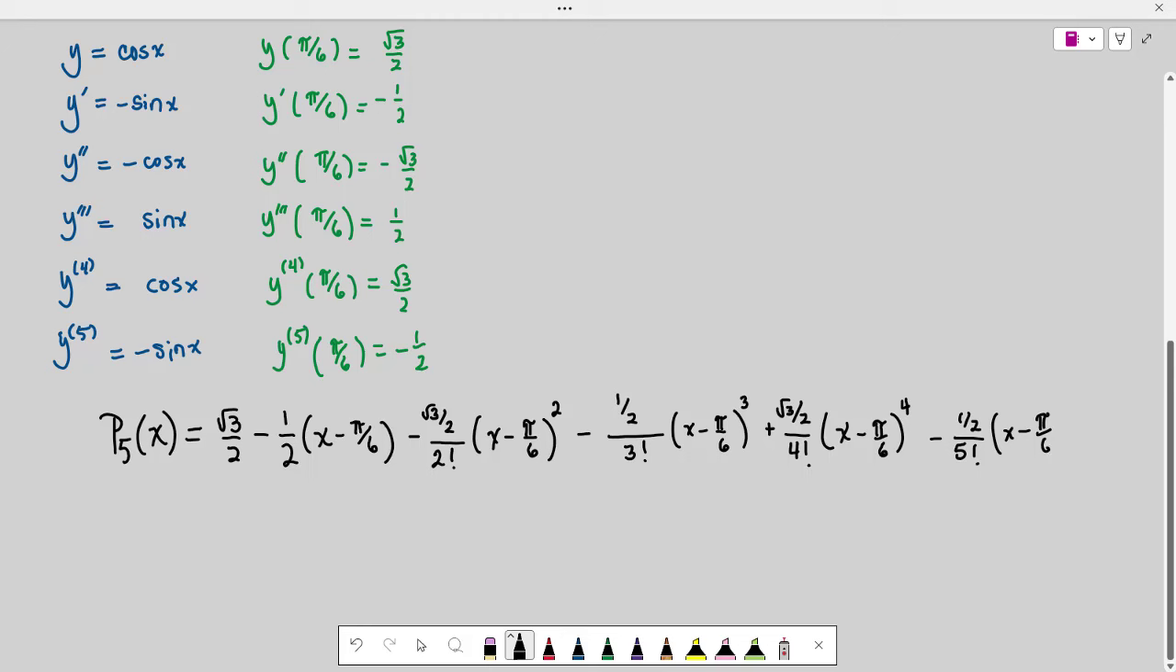Is that fourth term supposed to be a minus or a plus? That one should be a plus. Why is it three minuses in a row? There shouldn't be three minuses. Okay, there it is. Do those signs look right? Yes. Plus, minus, minus, plus. Plus, minus, minus, plus.